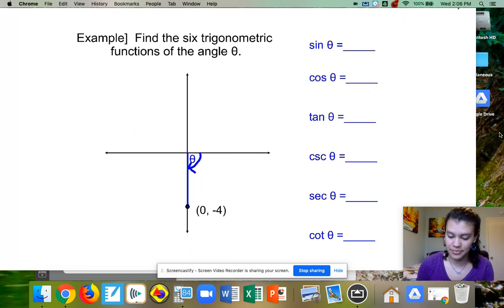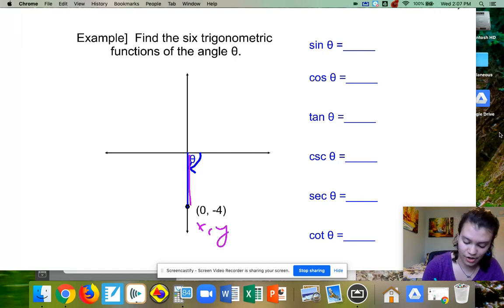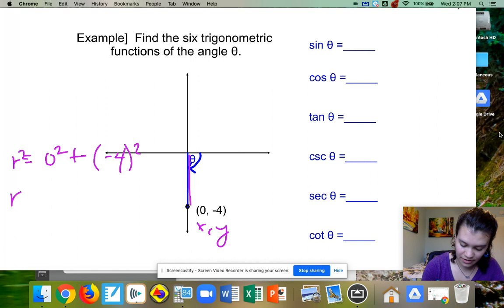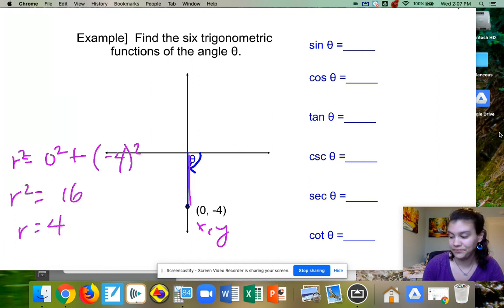All right, so then what happens if you can't actually draw a triangle here? So here we can't draw a triangle, we're straight down, but we do know our x and y. And then you can find your r by doing the Pythagorean theorem. So if x is 0, we want 0 squared plus b squared. So you'd get 16, r is going to equal 4. And then you can use these to fill out your trig ratios.